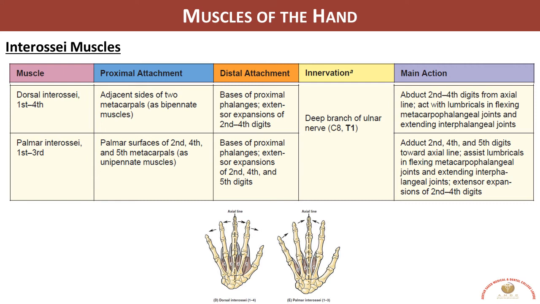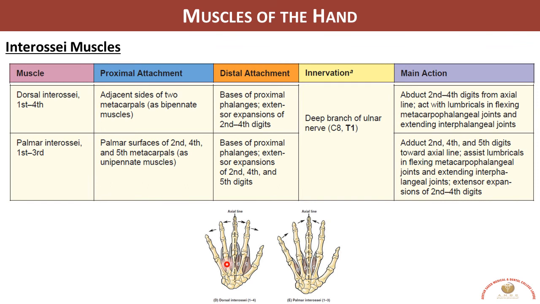The proximal attachment of these muscles, you can see here, these are the palmar interossei and these are the dorsal interossei. You can see from the dorsum of the hand. Dorsal interossei are coming from adjacent sides of the two metacarpals. You can see here, all of these are coming from the adjacent sides of two metacarpals. And where do they attach? They attach to the bases of the proximal phalanges, extensor expansion of second to fourth digit.